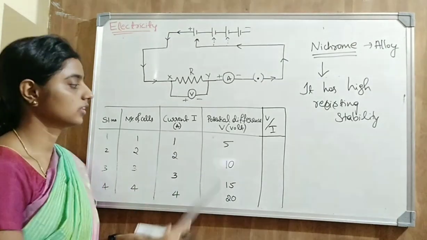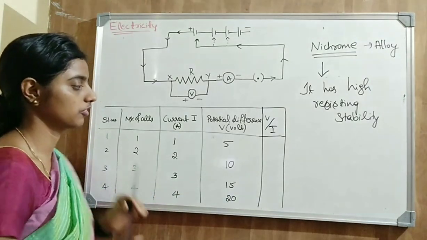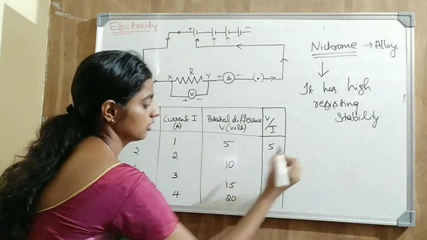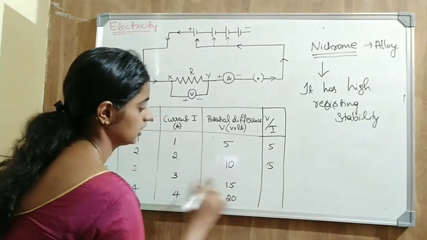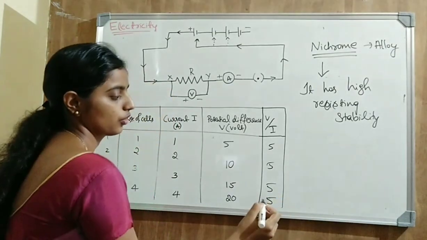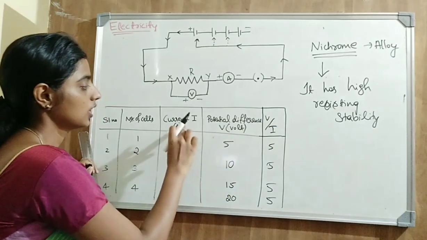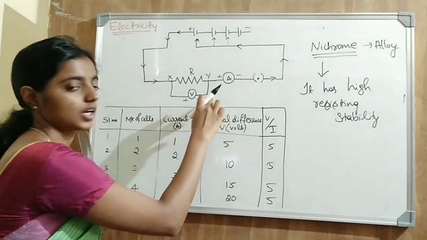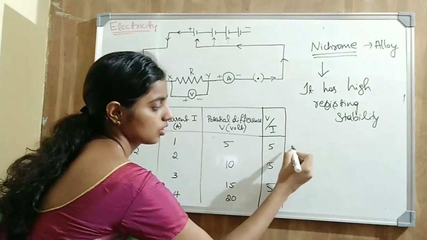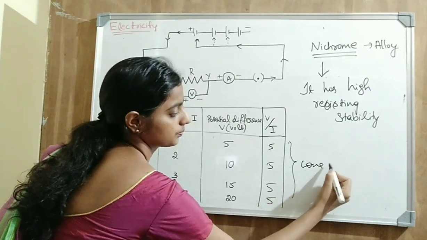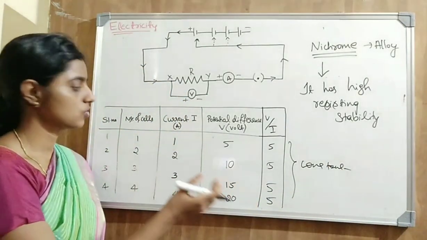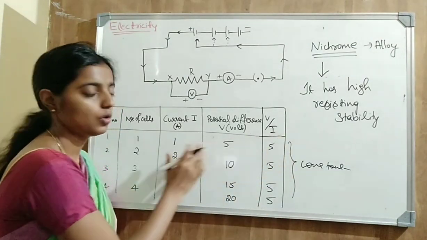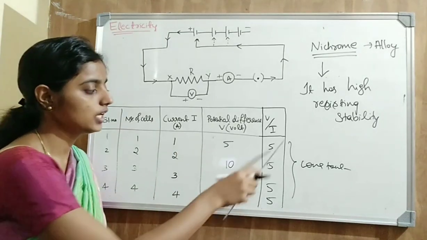Now let us calculate the ratio between current and potential difference. So what is that? V by I. 5 by 1 will get 5, and here 5, and here 5, 5. So what you can observe, the ratio between current through the circuit and potential difference across the conducting wires is almost what? Constant. We may get another number also in decimals like 1.2, 2.8. At the end we can observe that the ratio between current and potential difference will be constant.